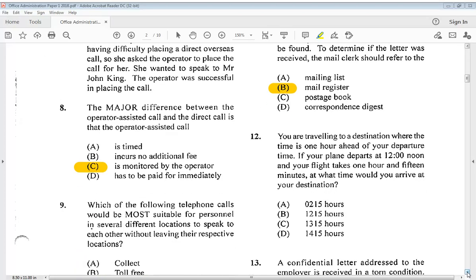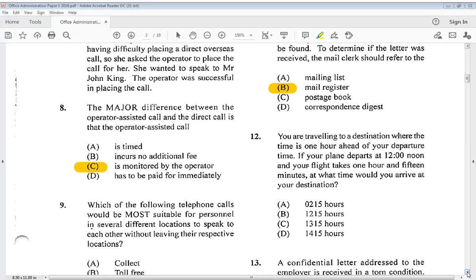12 says, you are traveling to a destination where the time is 1 hour ahead of your departure time. If your plane departs at 12 noon and your flight takes 1 hour and 15 minutes, at what time would you arrive at your destination?